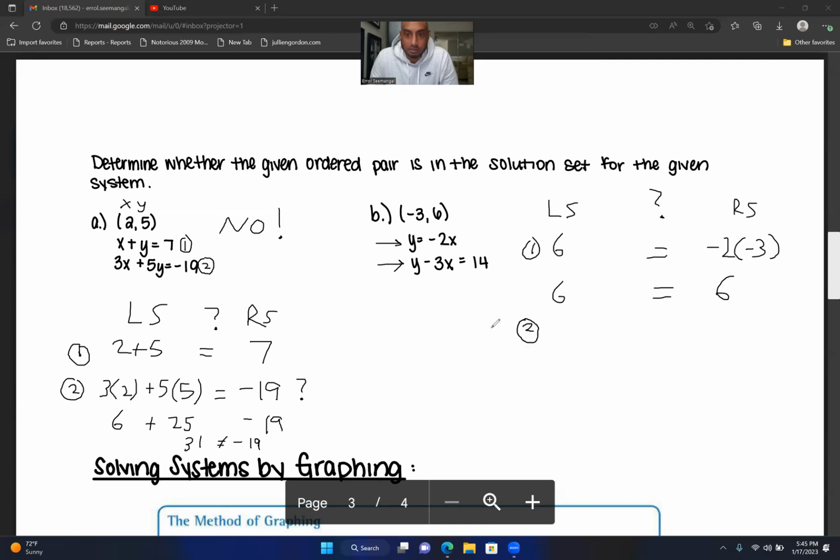Left side is 6 minus 3 times negative 3. And the right side is 14. What is this part right here? 6 plus 9, right? Is that 14? So 15 does not equal 14, right? So this one's no too. Okay. Any questions on that?